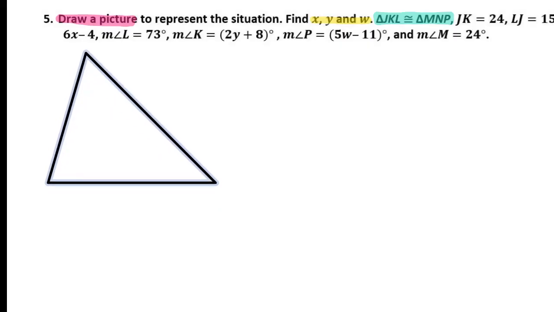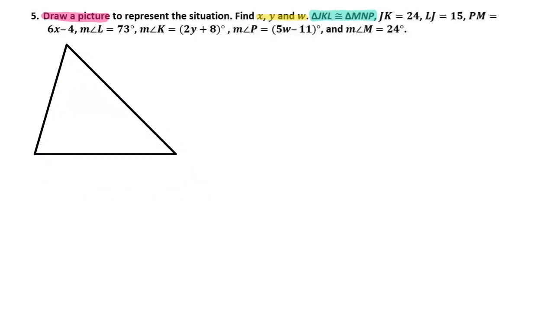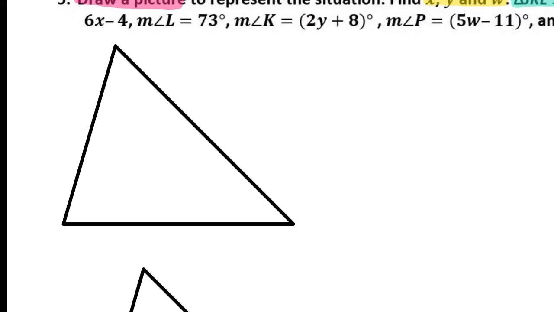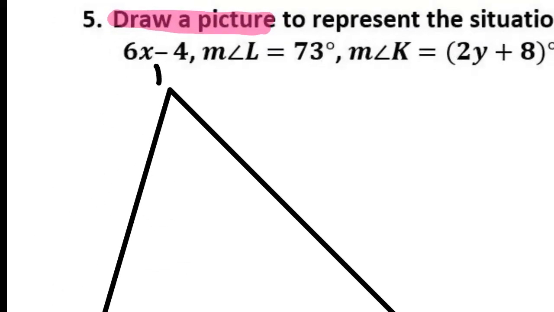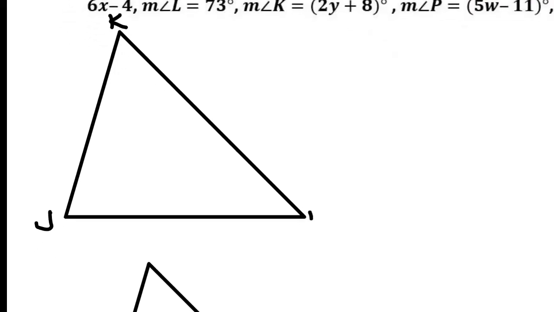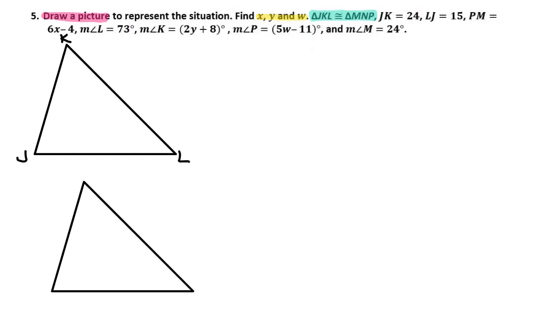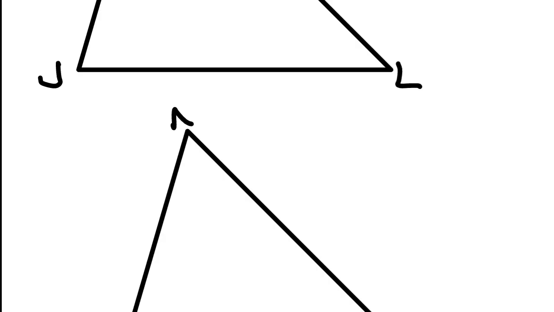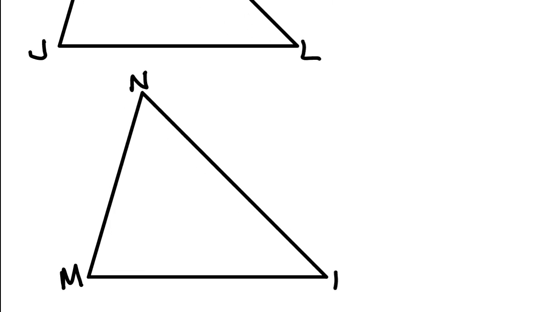So, I don't know, there's one. I'm going to draw another one just like it. Something like this. What should I call the first triangle? Triangle JKL. So JKL. And the other triangle? Triangle MNP. So M, N, and P.